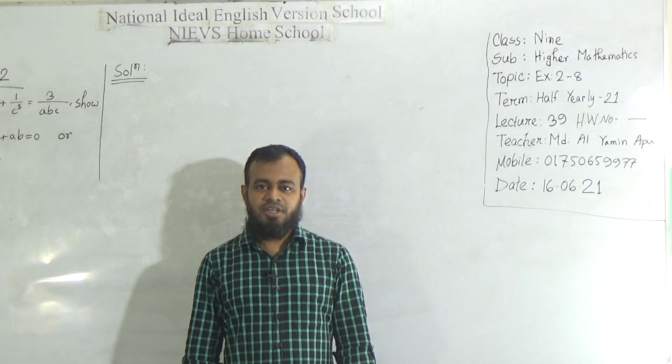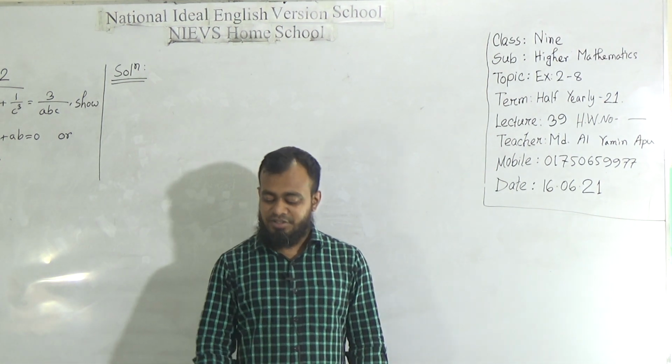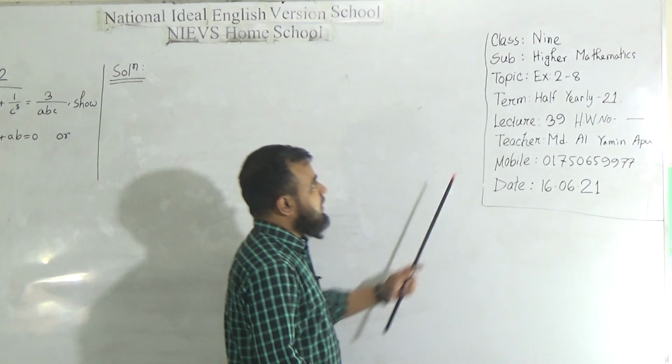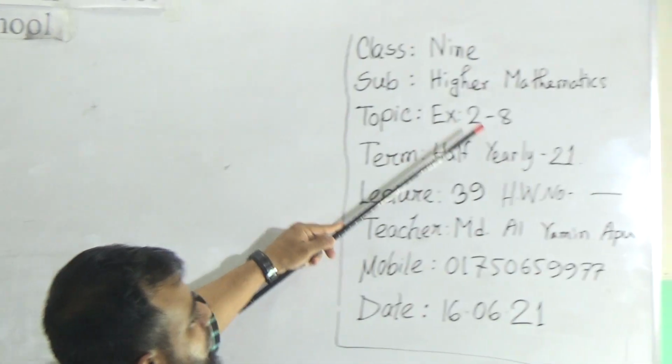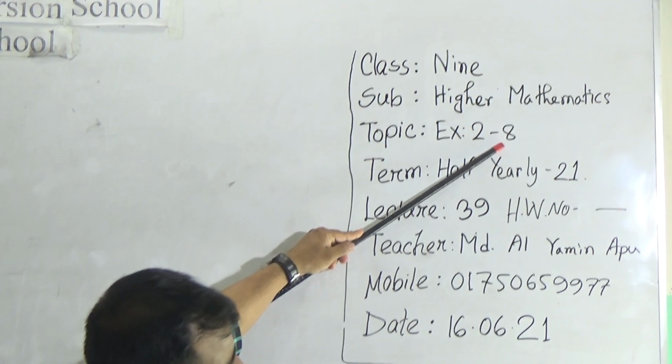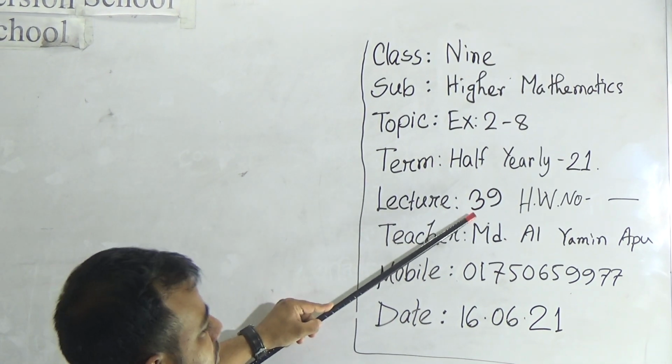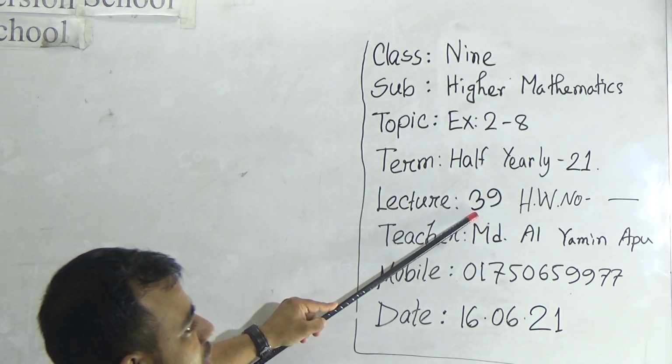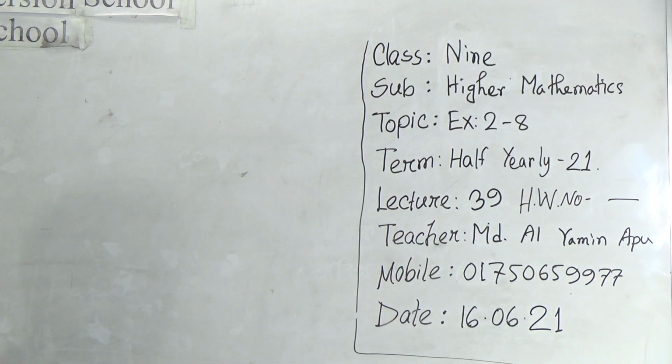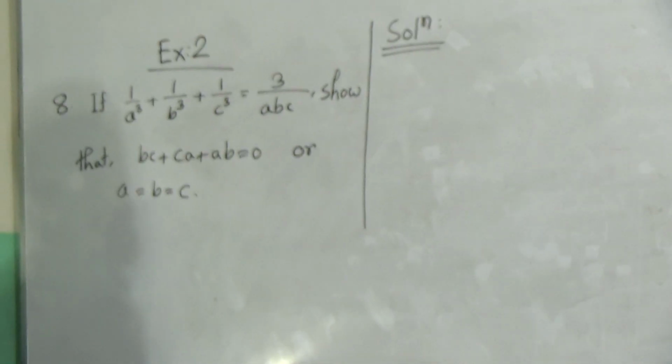Dear students, I am going to take a higher mathematics class today for the students of class 9. Our today's topic is exercise 2, question number 8. Only one question we will solve today. Our lecture number is 39 for the half yearly examination. You have no homework today. Okay, so let's start our class, my dear students. Its question number is 8 from exercise 2.